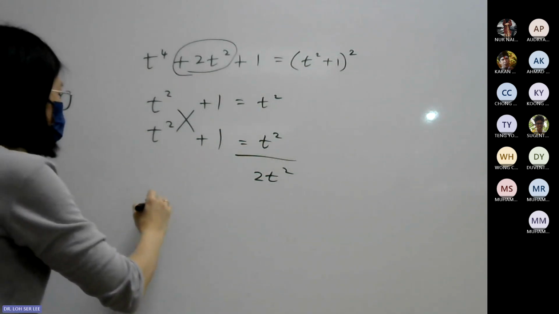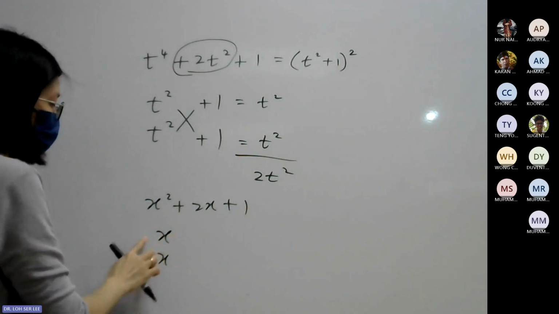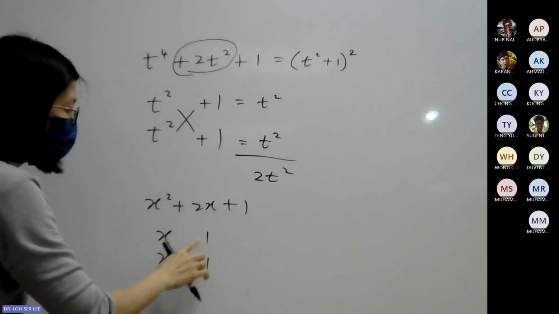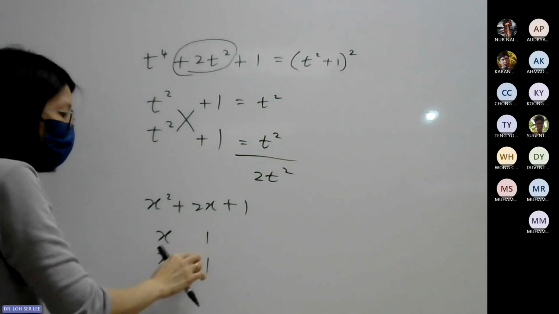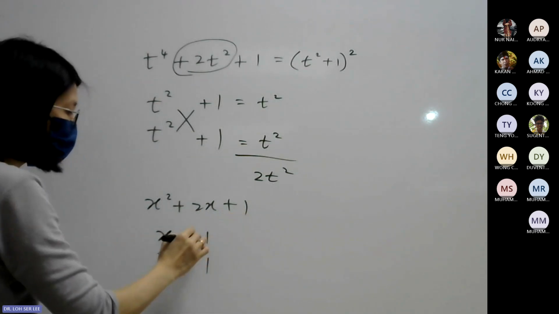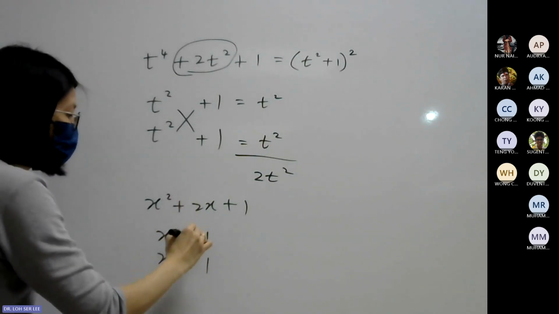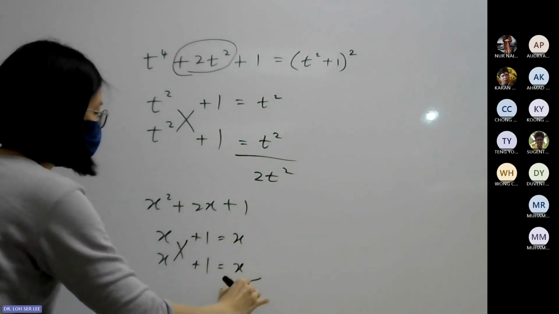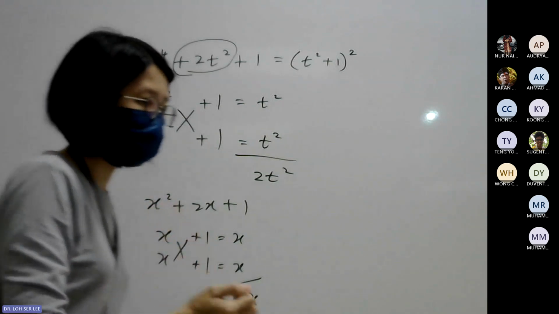Just like when you have x squared plus 2x plus 1. When we factorize, x times x, you get x squared, 1 times 1 gives 1. That means here it's either plus or minus, because -1 times -1 you get +1, and +1 times +1 you still get +1. So either plus or minus, we look at here. This is plus, that's why it was plus, because here you get x, here you get x, and you get 2x. So this is factorization.